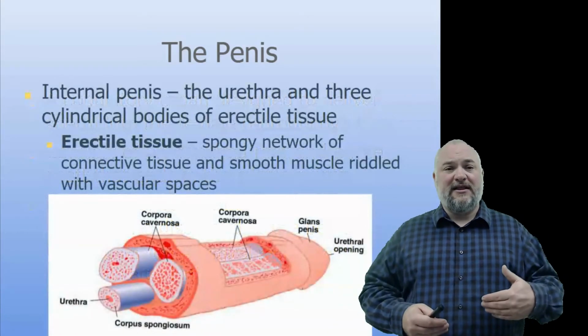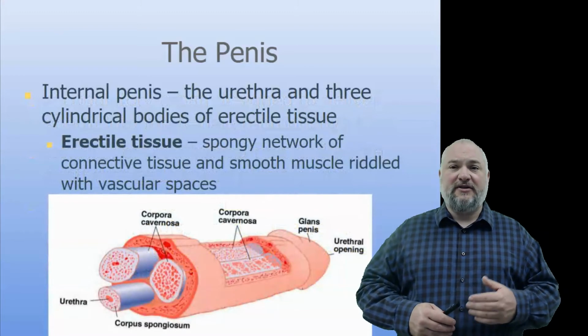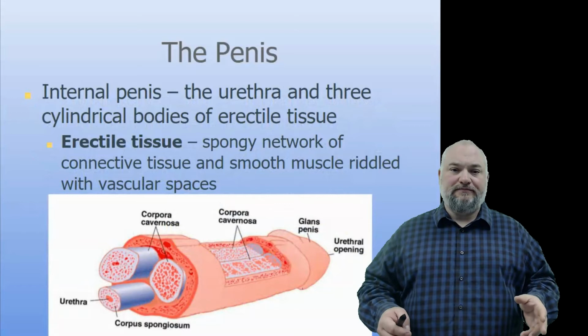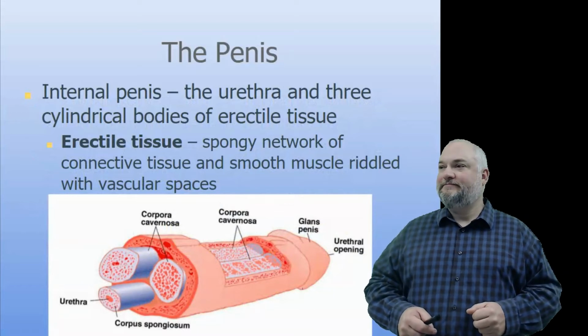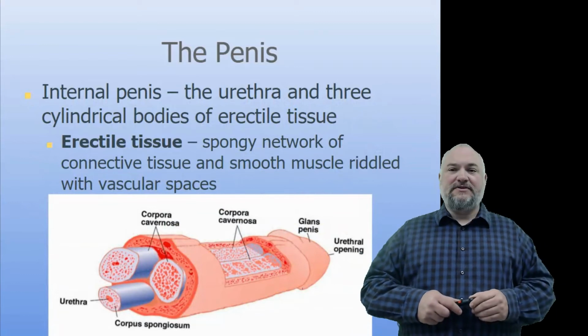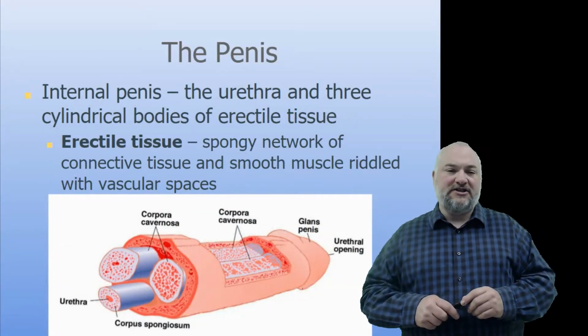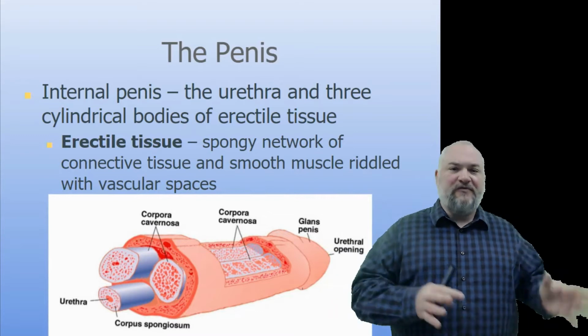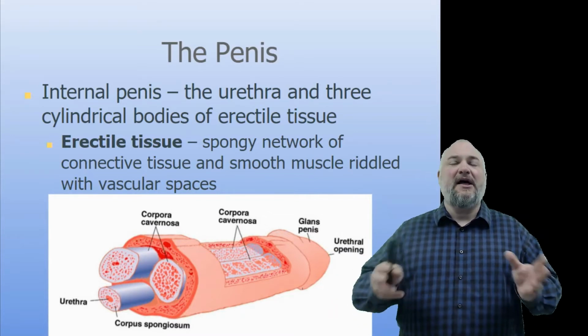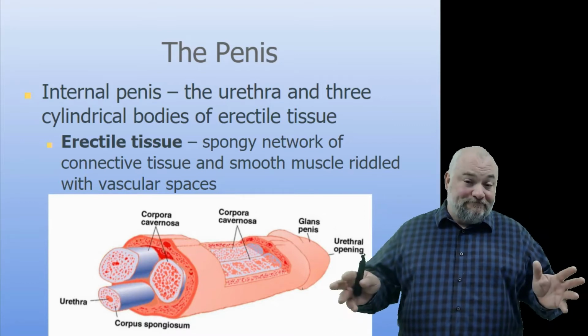Taking a look at the inside of the penis, it has the urethra and then three cylindrical bodies of erectile tissue. The pneumatics of the penis, if you will. The erectile tissue is a spongy network of connective tissue and smooth muscle riddled with vascular spaces. So a bunch of, like a sponge that can fill up with blood. Okay?